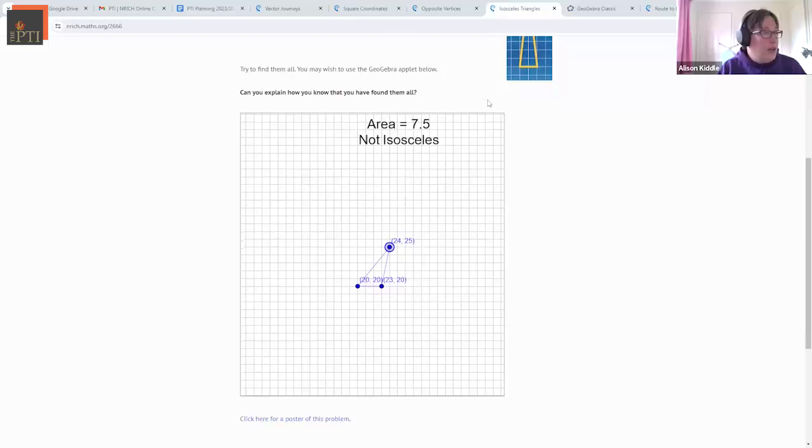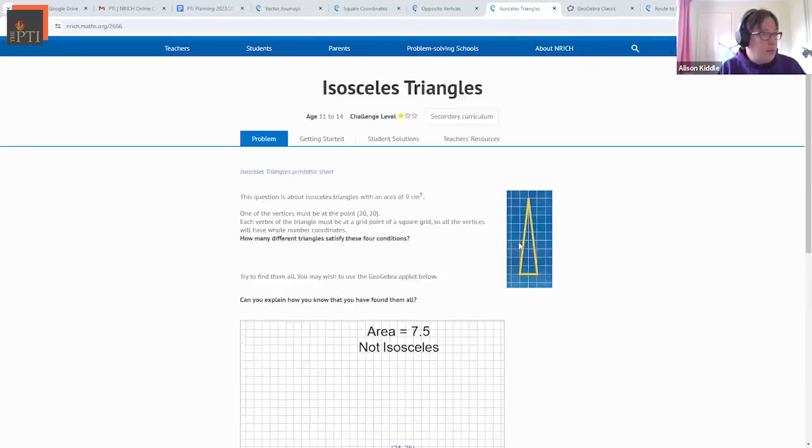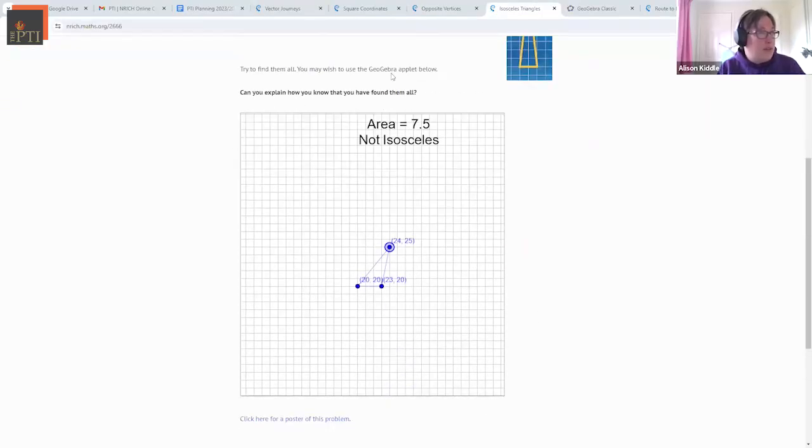Now, what you get in the NRICH problem for this is an embedded GeoGebra applet. So rather than having to make your own, you've got one here, and as you move it around, it tells you what the area is and whether it is isosceles or not.